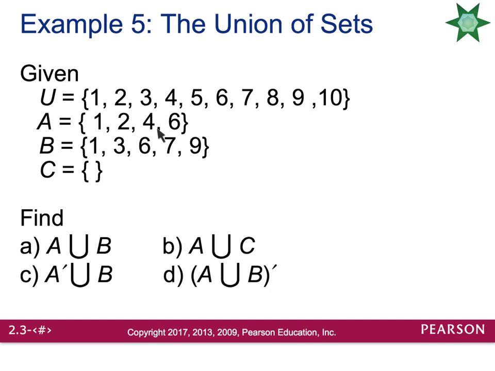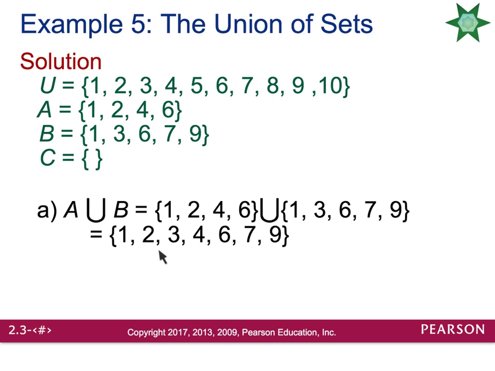So if we're saying A union B, we're going to throw all these together. Okay, so A union B is {1, 2, 4, 6} union {1, 3, 6, 7, 9}. So throw all those together, and we get a 1. Now we have a 1 in each, we just count it once.